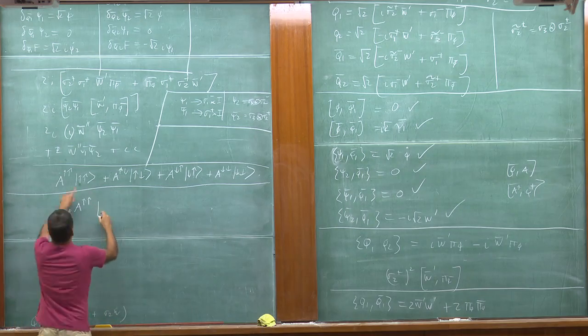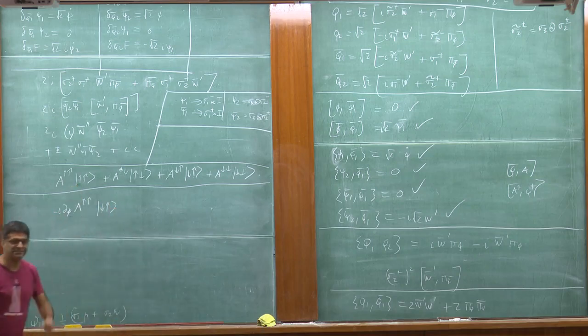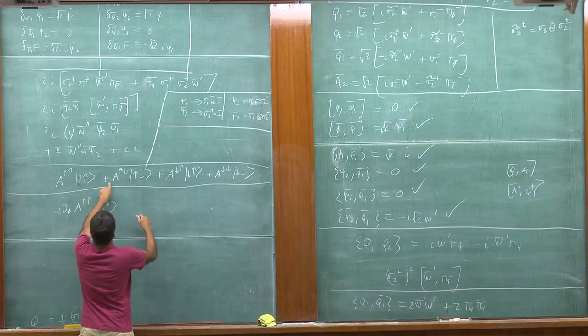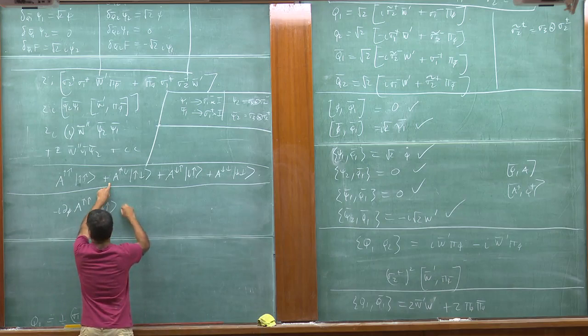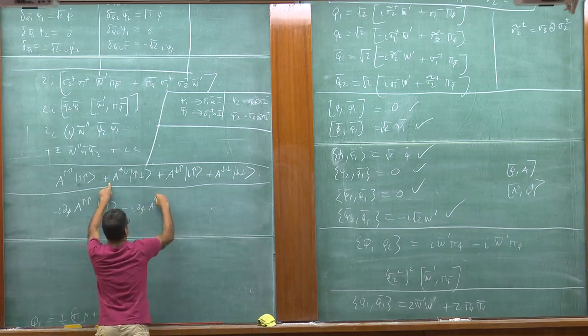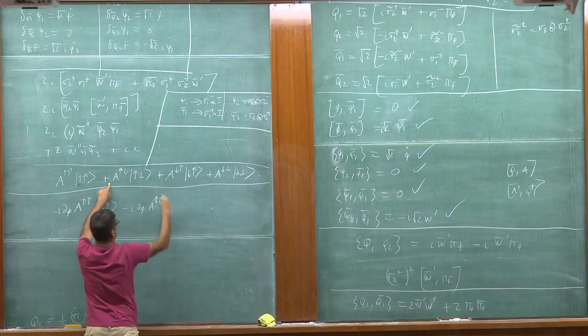And then it brings this guy down, right? Okay? And then what about this guy? It gives you minus I del phi, A up, down, and then brings this guy down.